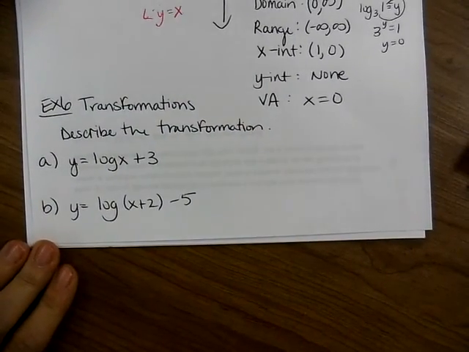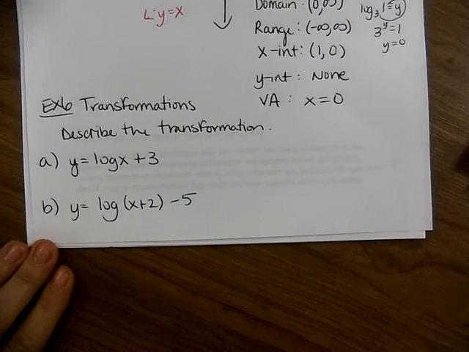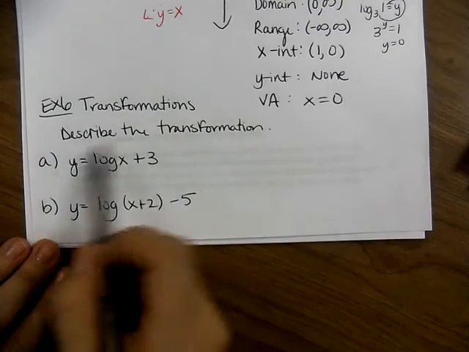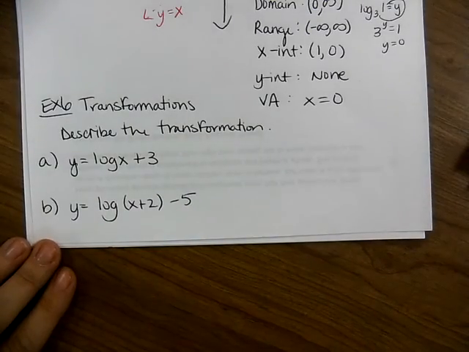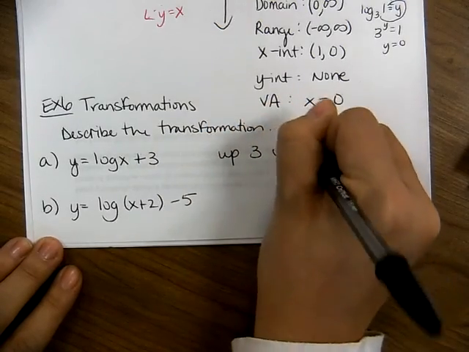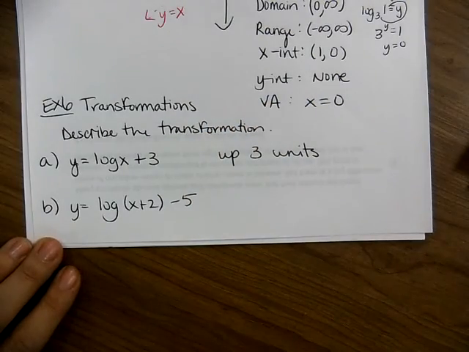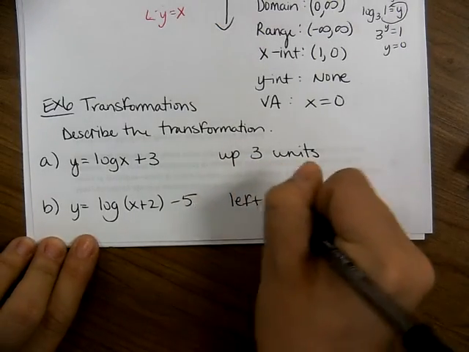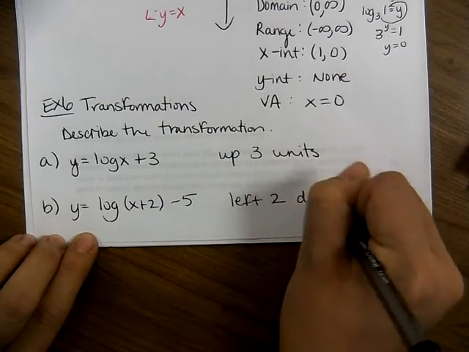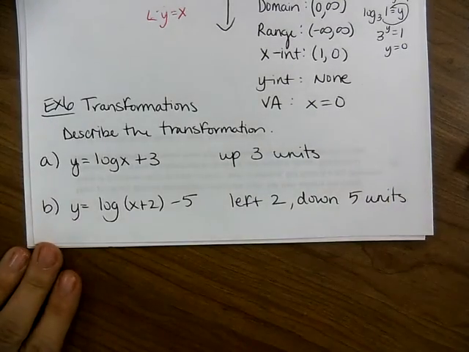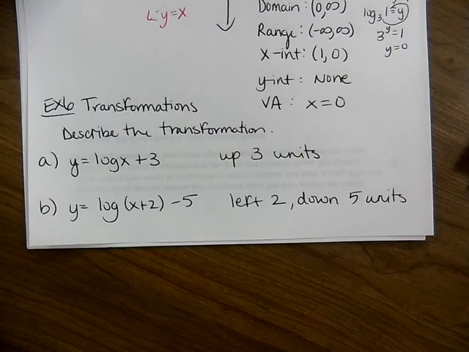So remember, anytime you look at these values that are being added or subtracted, you're always trying to ask yourself, is this value locked in with the x or can it be moved with the y? So what's happening with this one, with A? Up 3 units. Everyone agree with that? Okay. And B? Left 2 and down 5? I agree. Easy. Okay.